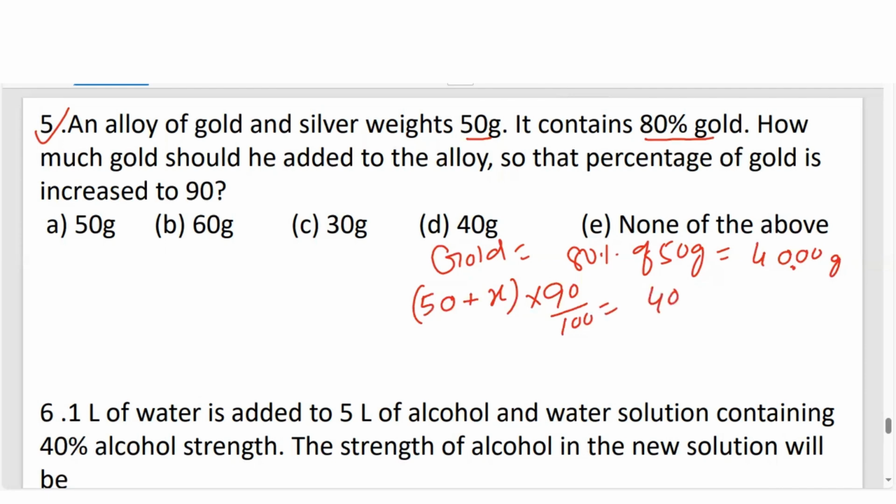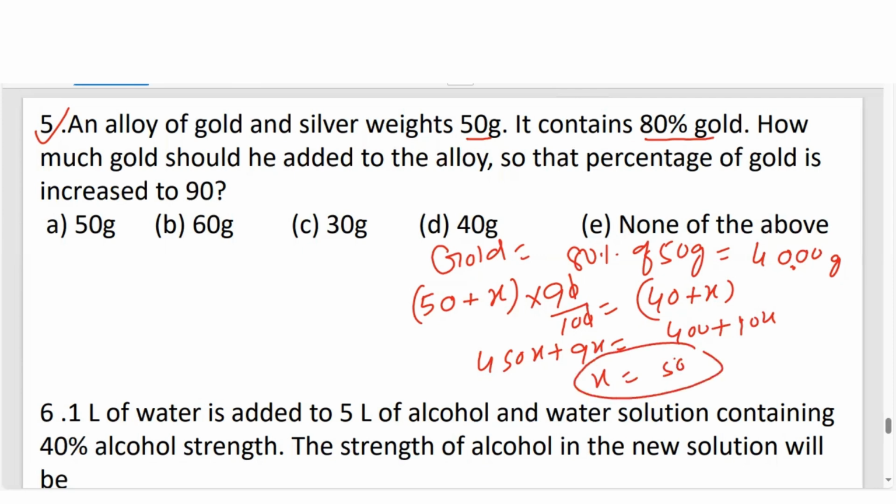How much gold? 40 gram of gold is already in the 50 gram, and now we are adding extra X gram of gold. So total gold in the alloy is 40 plus X. So 90% of the total alloy, 50 plus X, should equal 40 plus X. Now you can find it very easily. We get 9 fives are 45, so 450 plus 9X equals 400 plus 10X. The difference between 9X and 10X is X only, and the difference between 450 and 400 is 50.